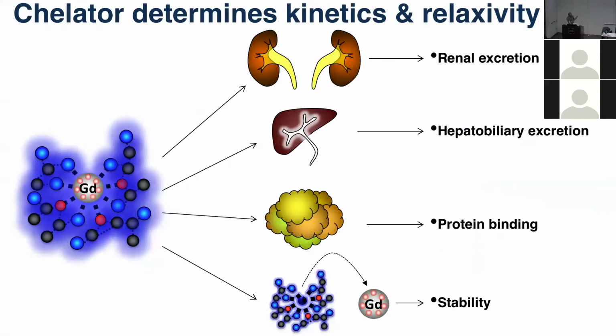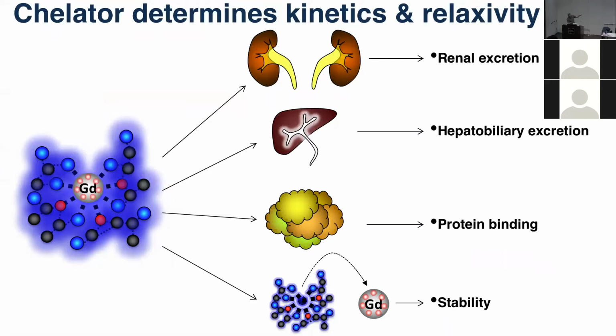So this chelator to which the gadolinium is attached is very important because the chelator influences whether the gadolinium-based contrast agent is excreted by the kidneys. It influences whether the gadolinium-based contrast agent gets taken up by liver cells. It influences whether the gadolinium-based contrast agent binds to proteins, and you now know why binding to protein is important, because if it binds to proteins, it tumbles more slowly, and it becomes better at relaxing water, more bang for the buck, higher relaxivity.